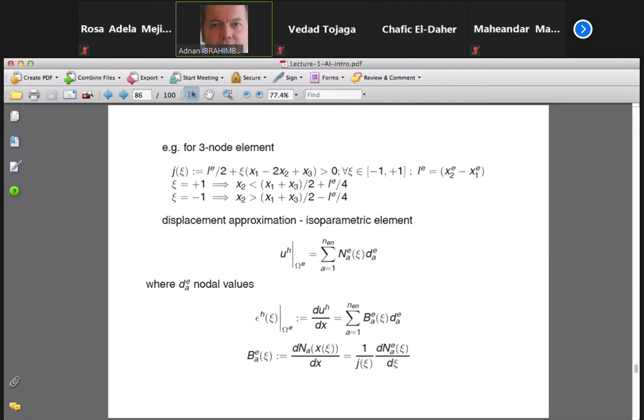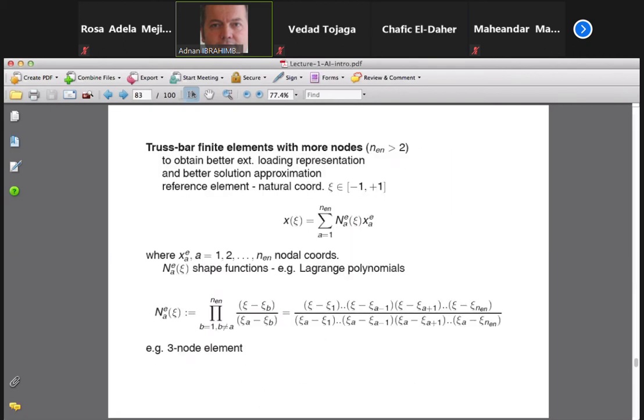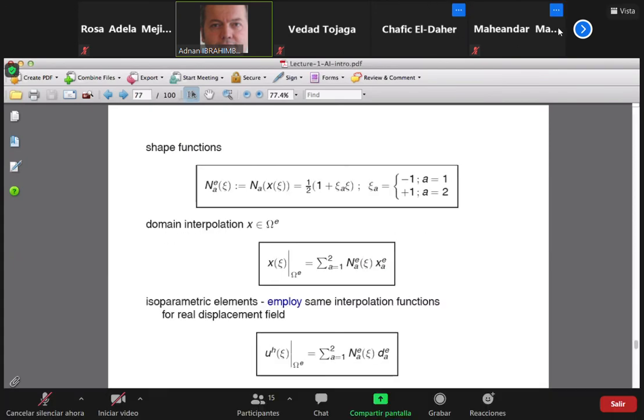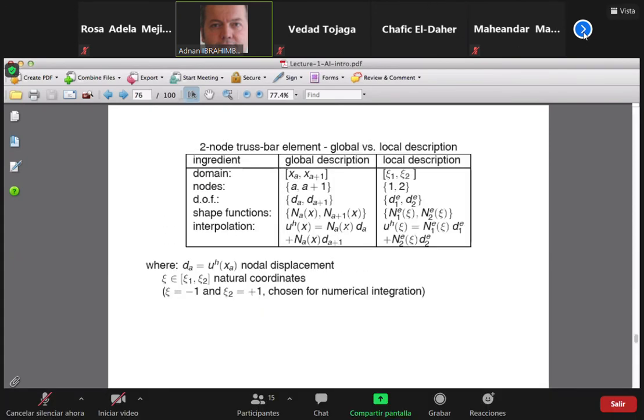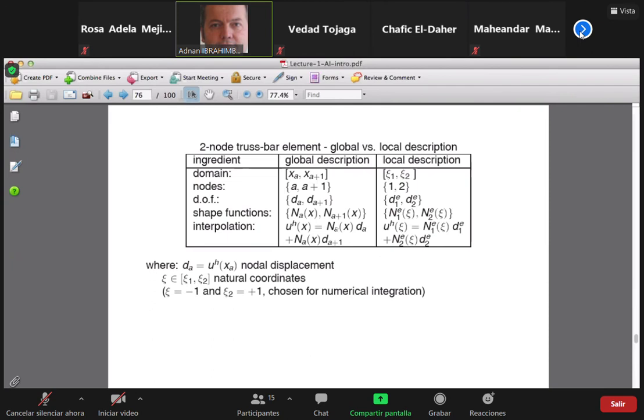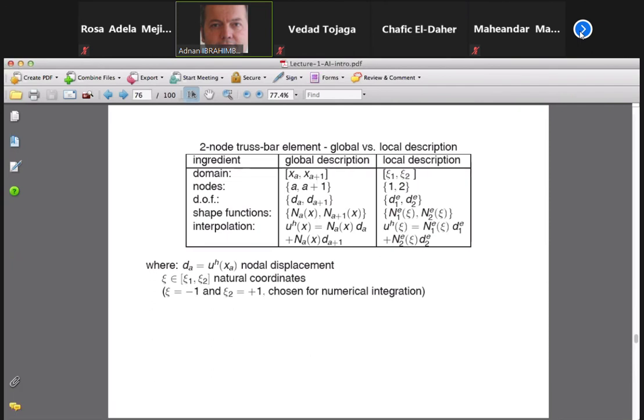If the Jacobian is equal to 0, well, in any case, if I go back for the 2-node truss bar element, as I said, the natural element goes from -1 to +1. So the length of the natural element from -1 to +1 is equal to 2.